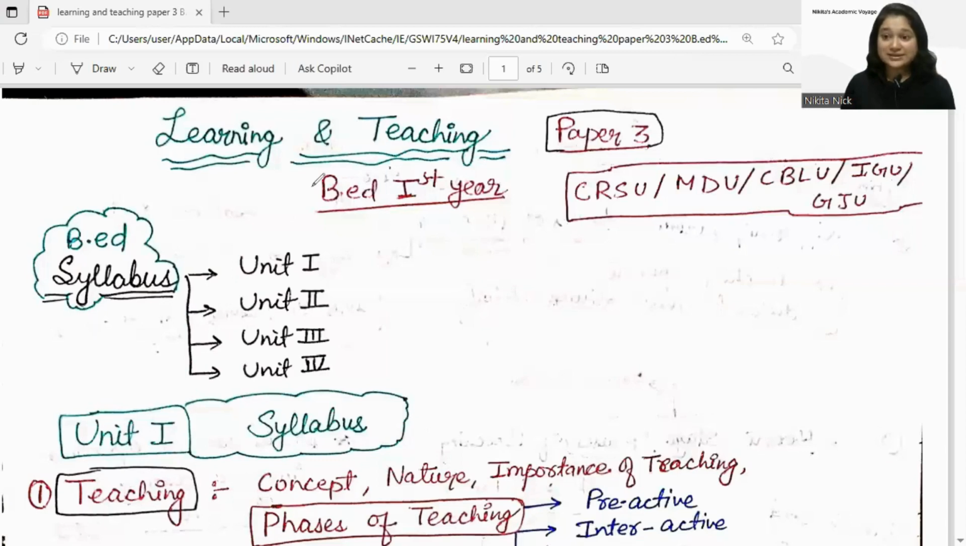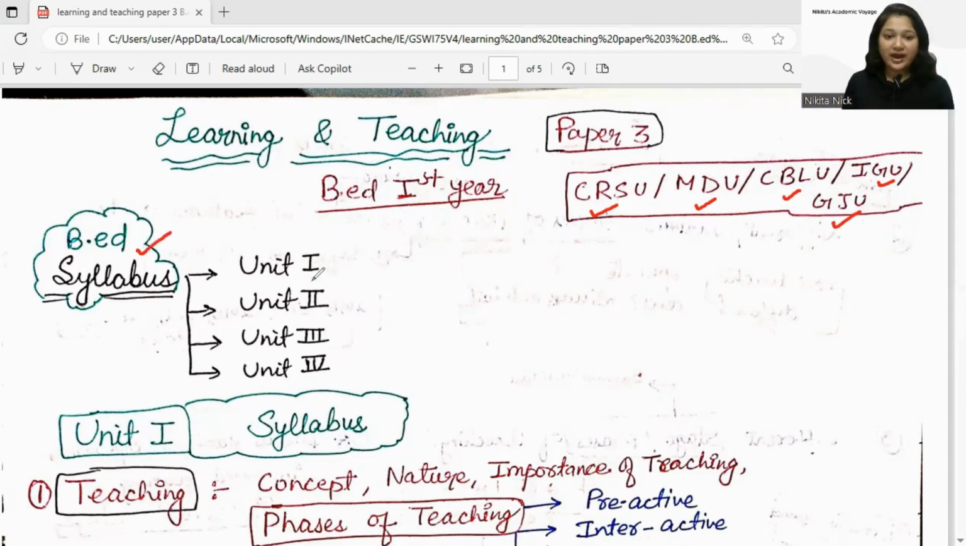So that you can see as well as you can write it in your copy. This is Learning and Teaching, paper number 3, B.Ed first year. If you are from CRSU, MDU, CBLU, IGU, JU, then this video is for you. I'm using Lakshmi publication for all your later videos, in which I'm going to discuss all the topics which are important for your examination.